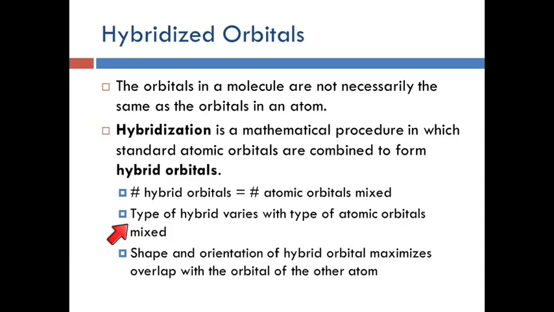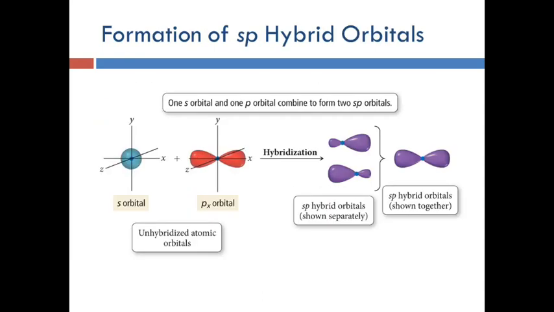The type of orbital and its shape will vary with the type of atomic orbitals that are combined. Let's look at the simplest case where we're taking an s orbital and combining it with one p orbital. When we do that, we get two sp orbitals. Sp because it's one s and one p. And this is what they look like separately.